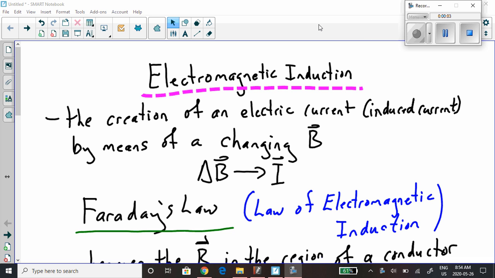All right, kids, welcome back. We're nearing the end of chapter 8 here. We're going to do 8.5, which is just a rewording of what we learned in grade 11.